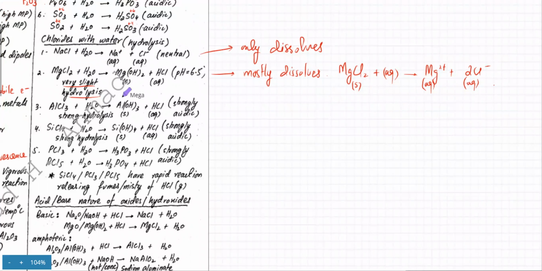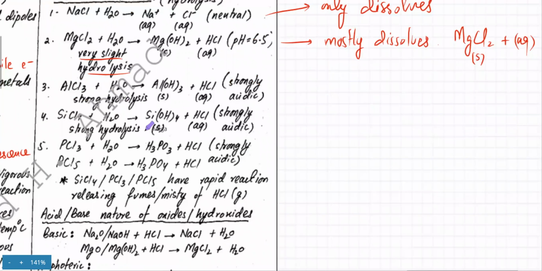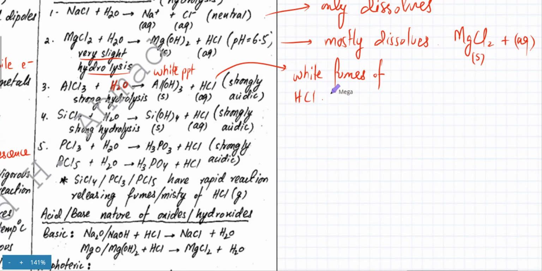When it comes to AlCl3, the hydrolysis is very strong. You have very strong hydrolysis. It reacts with water and ends up forming a white precipitate. And whenever HCl is formed, remember this, white misty fumes of HCl are going to be seen. So there's going to be strong hydrolysis. So the question is, what's happening?